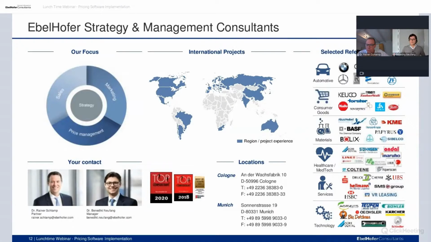And then we have another question. I hope this answers your question. And there's another one. Does the software distinguish between project and spare part pricing? Can it be focused, for example, only on spare part pricing?